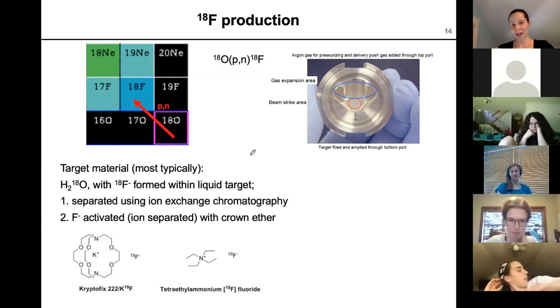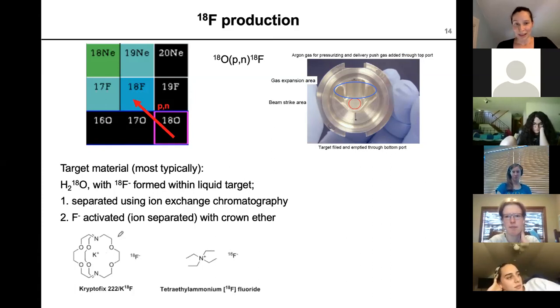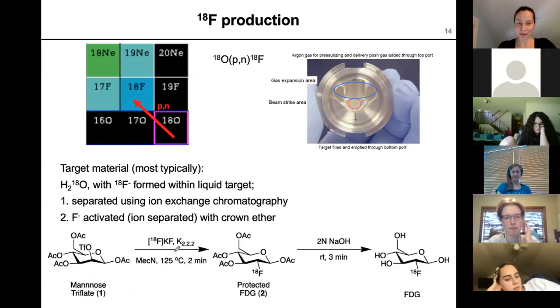Subsequently, we have to elute off the ion exchange chromatography column by giving the fluorine 18 a cation to bind with. So that's what you see here on the bottom. This is potassium, for instance. And in order to be able to do chemistry with fluorine 18, we then need to introduce this crown ether structure here that essentially separates the potassium from the fluorine 18 so that we can then subsequently actually do some nice chemistry.